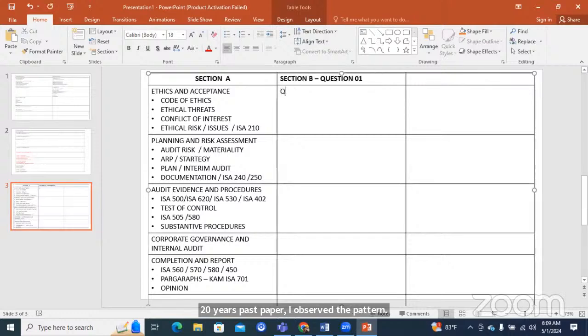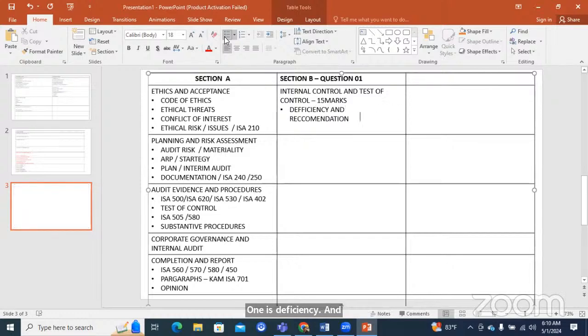Question 1, possibility: internal control and test of control. This is possible in section B, question number 1. This is one possibility. Maximum marks 15 marks. Under this, what type of questions might they test? One is deficiency and recommendation. Two is test of control.